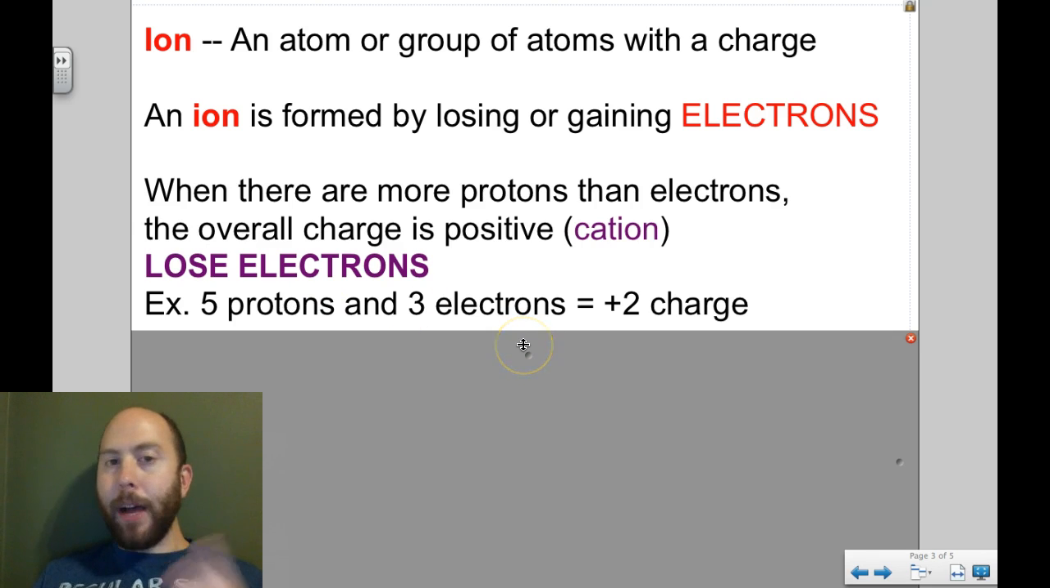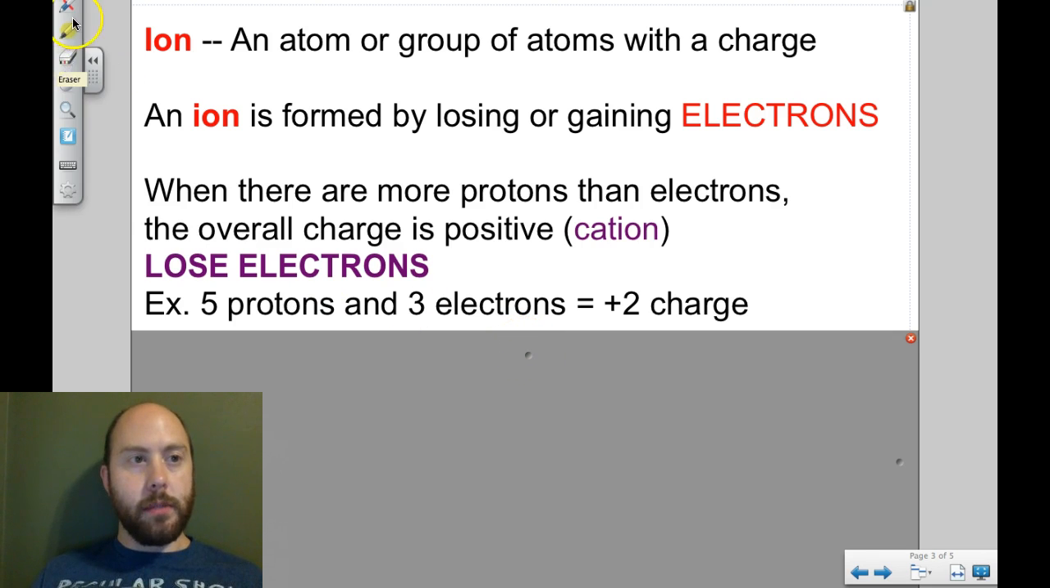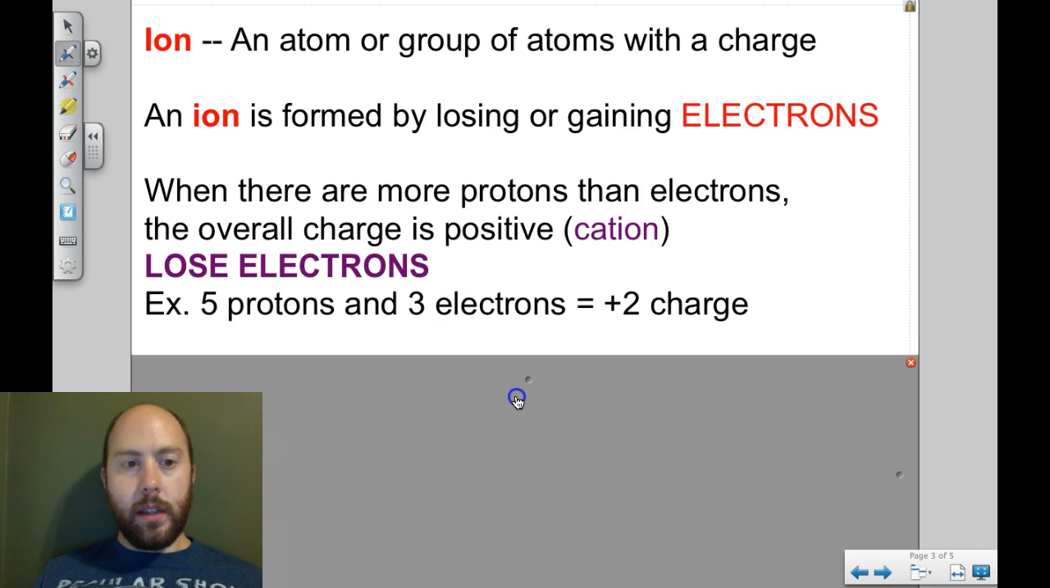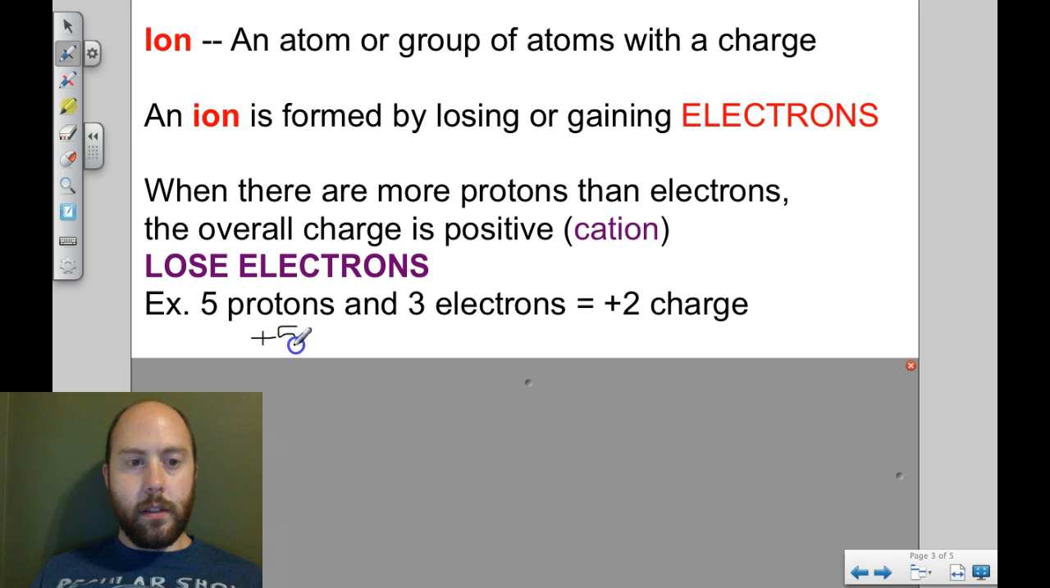Think of that as positive 5. In fact, let me get my writer here. So 5 protons, that's like saying positive 5. There we go, this is really hard to do with the mouse. And 3 electrons is like saying negative 3.